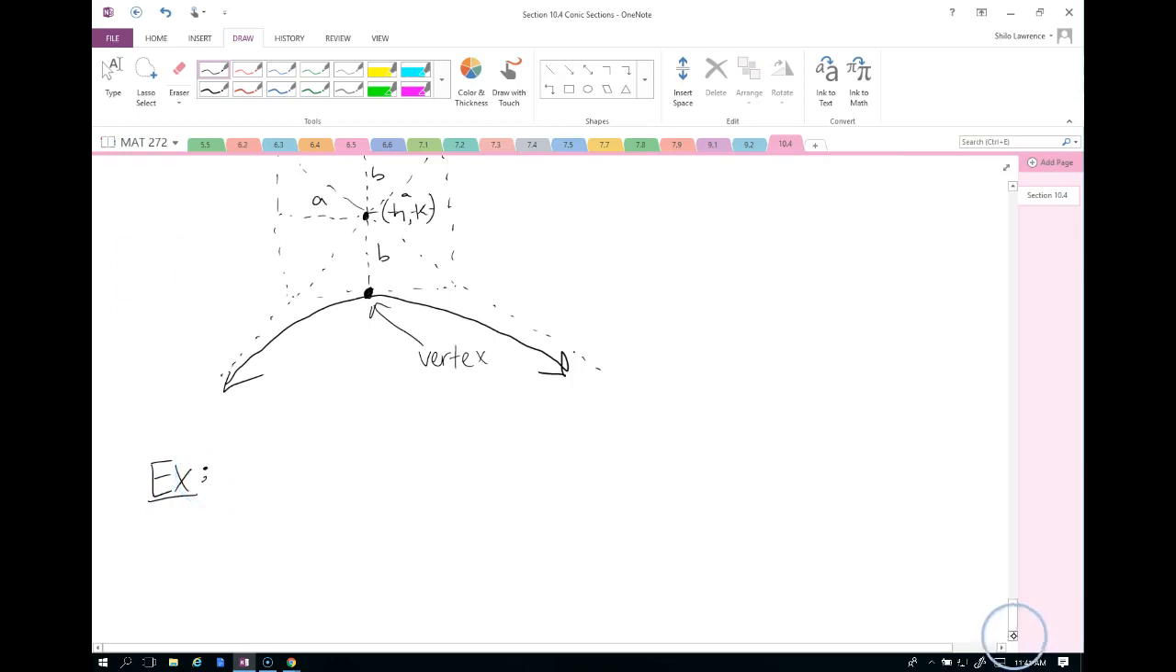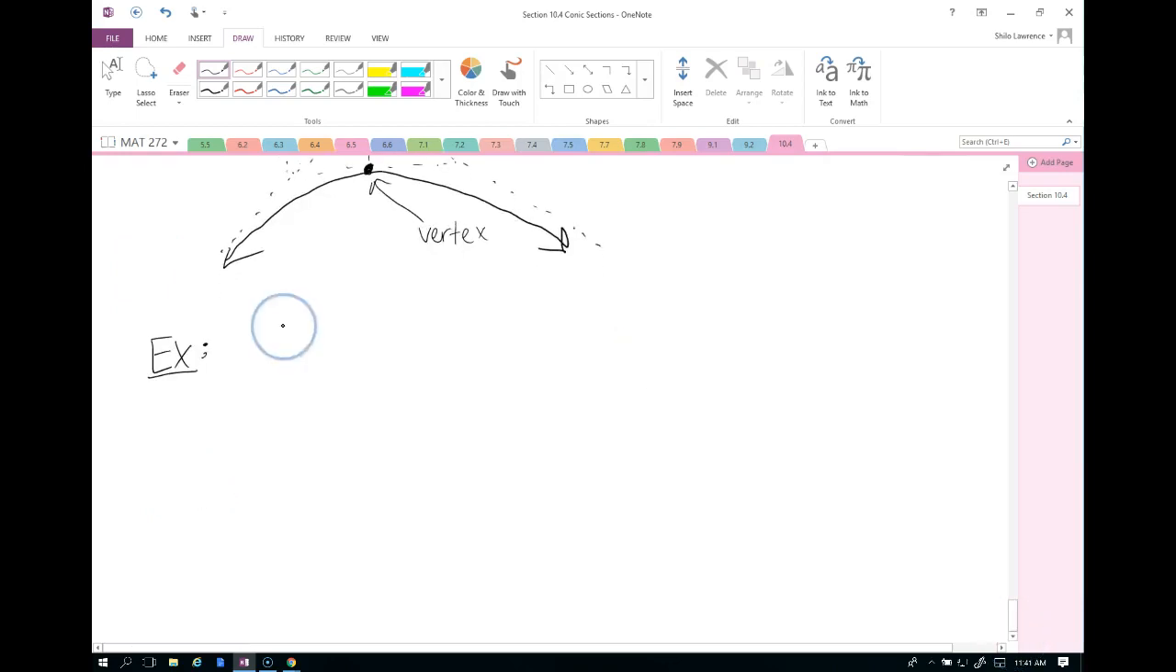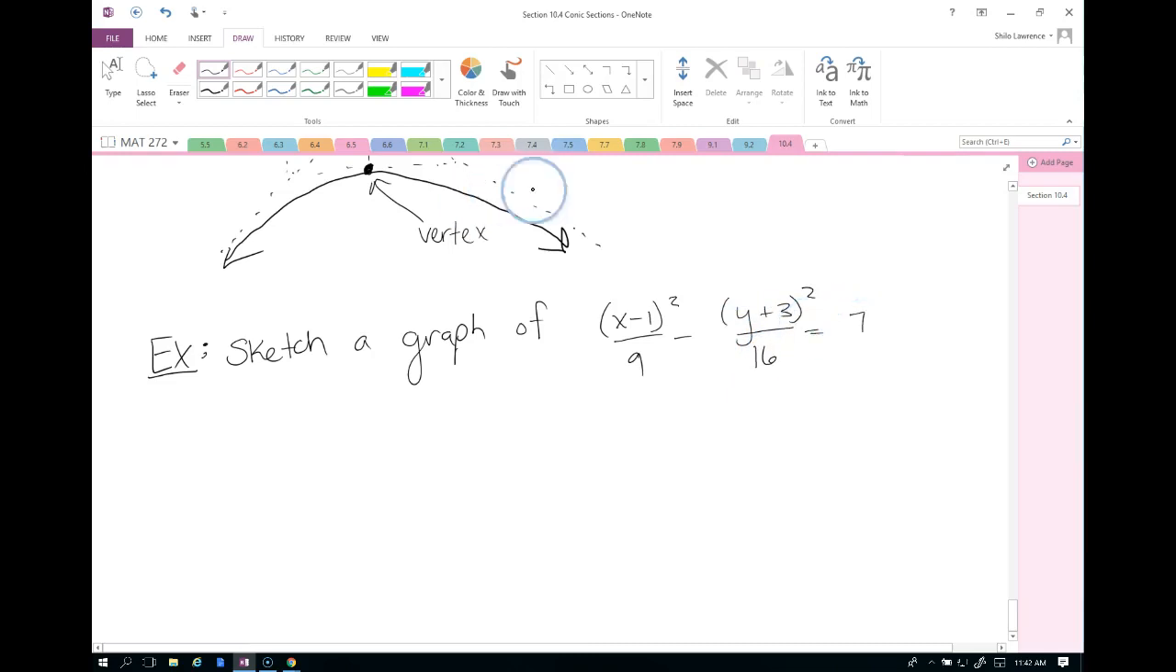So let's look at a quick example. Let's sketch a graph of x minus 1 squared over 9 minus y plus 3 squared over 16 equals 1. And identify the vertices.